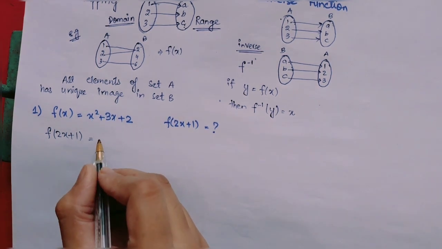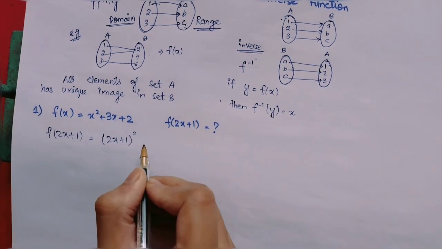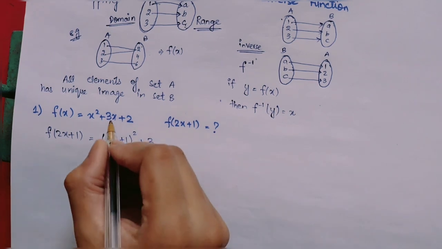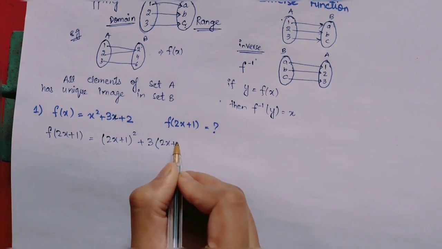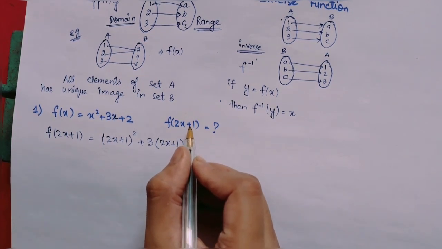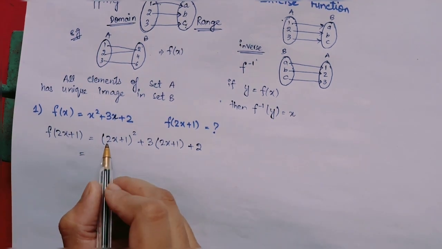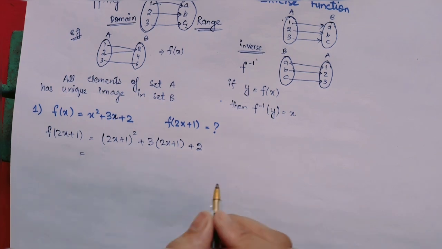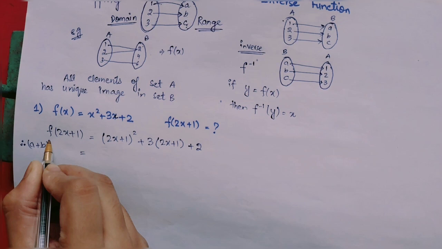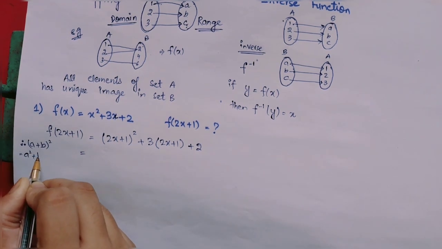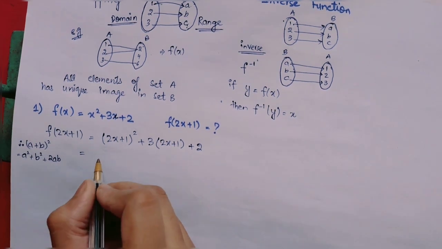So this is x. Instead of x, I write 2x plus 1. The square remains the same, plus 3 remains the same. Next is x. Put the value of 2x plus 1 instead of x, plus 2 remains the same. Okay, now it becomes 2x plus 1 whole square. You all know the formula: a plus b whole square equals a square plus b square plus 2ab. So I'm expanding the formula here.